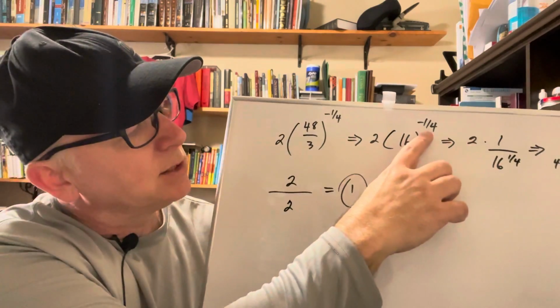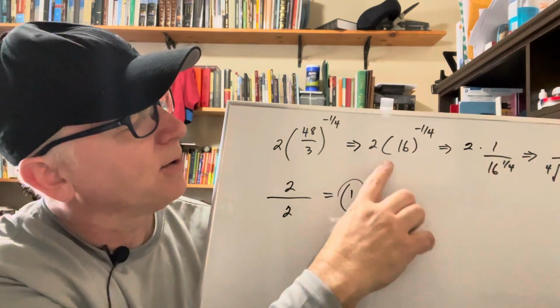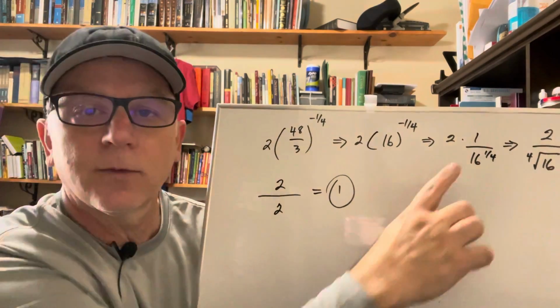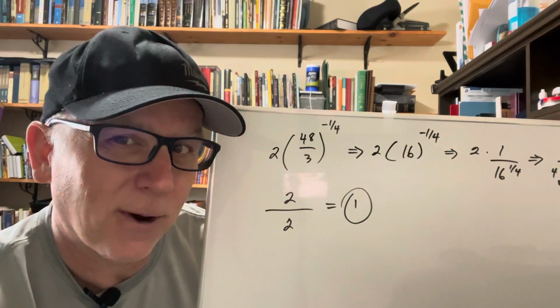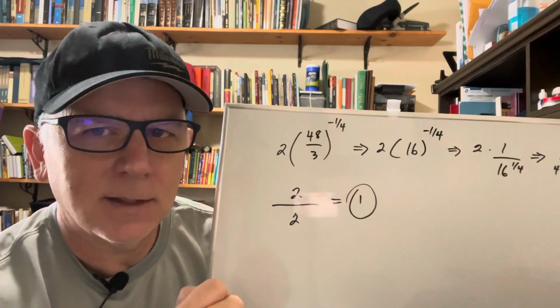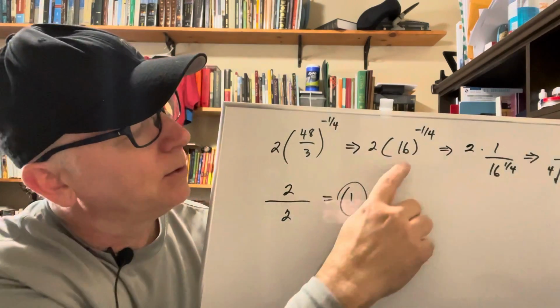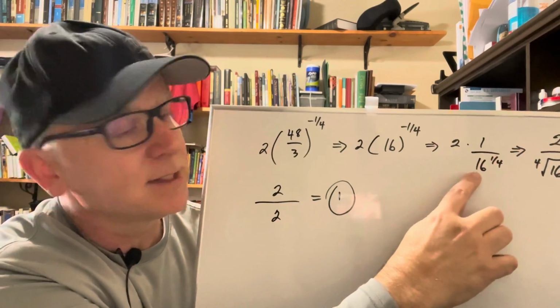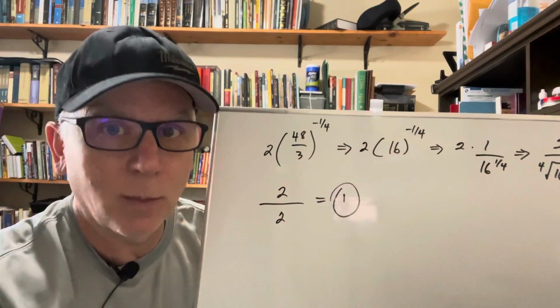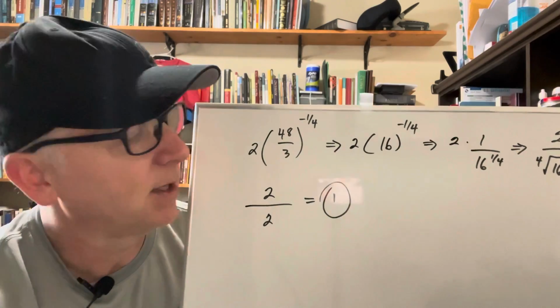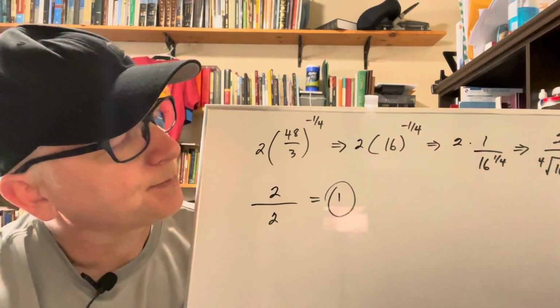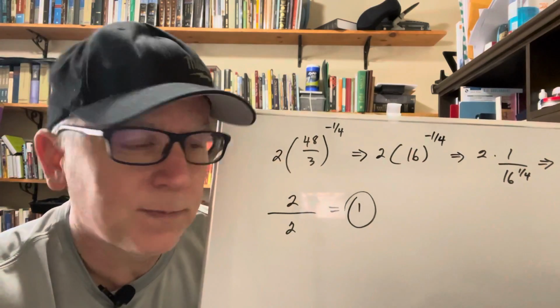And now, because this is raised to the negative 1/4 power, notice the 2 gets written down, but this gets written down as 1 over 16 to the 1/4 power. That's the negative exponent rule. So anything raised to a negative exponent is actually 1 over the same thing, but raised to a positive exponent. So notice that step to that step. And of course, 2 times 1 is 2.